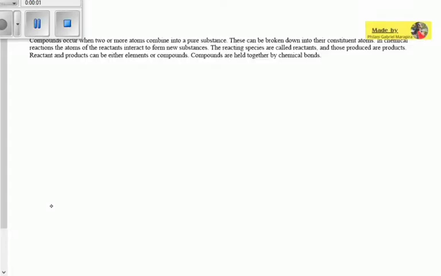Today we're going to be talking about compounds, the formation of compounds basically. So how are compounds formed, or what are compounds? Compounds occur when two or more atoms combine into a pure substance. These can be broken down into their constituent atoms.